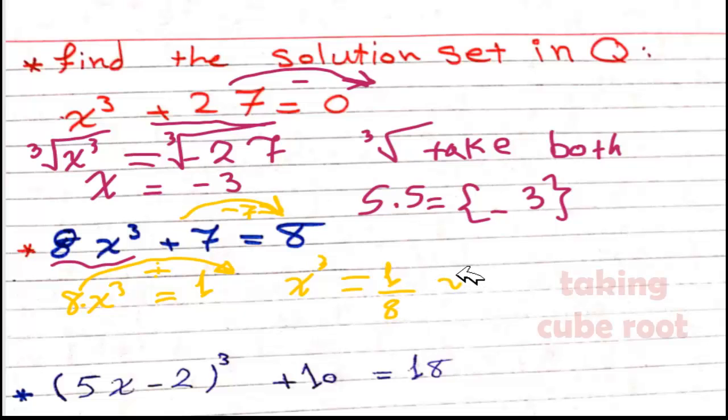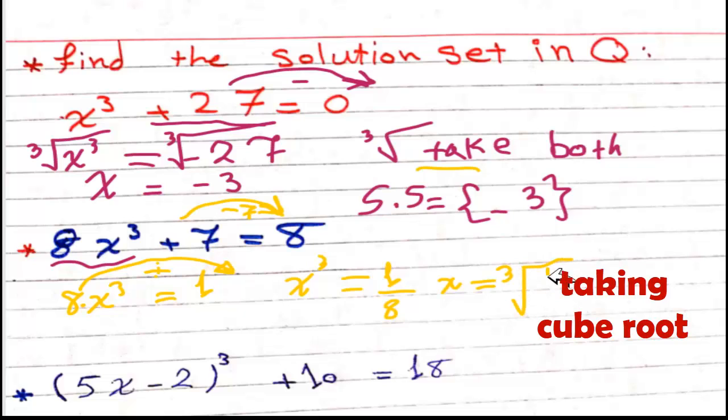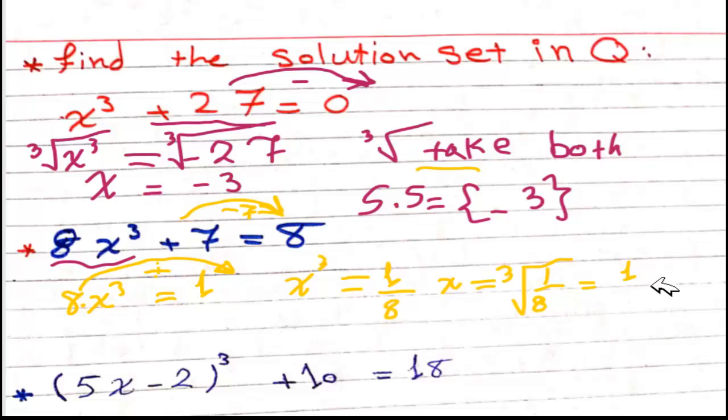So x equals taking the cube root, just like the first one. So it will be the cube root of 1 over 8. The cube root of the numerator is 1, because 1 by 1 by 1 is 1. And the cube root of the denominator is 2, because 2 by 2 by 2 is 8. So the solution set equals one half, and that is the second equation. Pretty easy, huh?